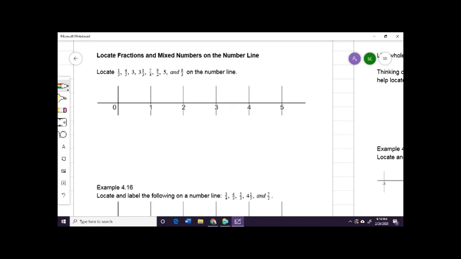I'm going to do the easy ones first. 3 and 5 are really easy because they are whole numbers. So I'm going to go ahead and mark 3 on here first.